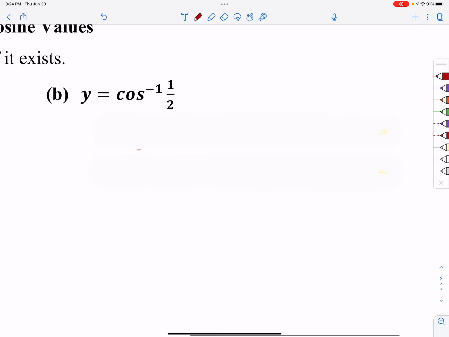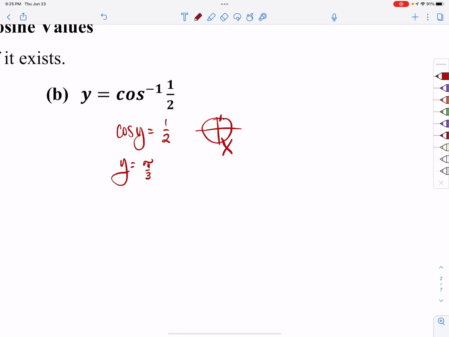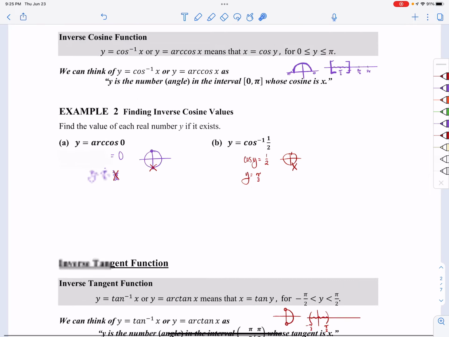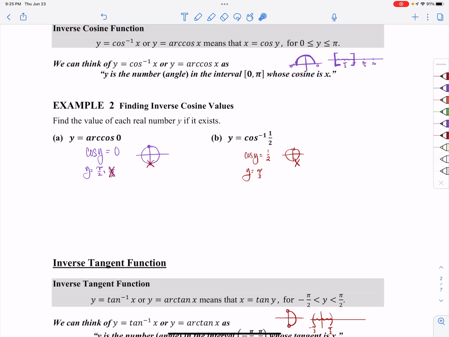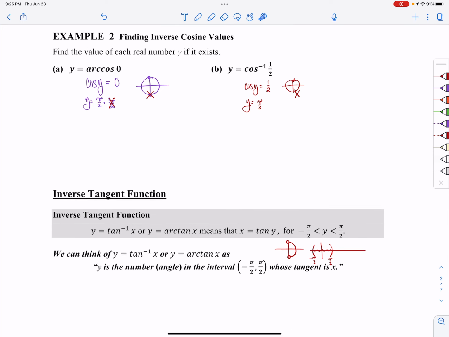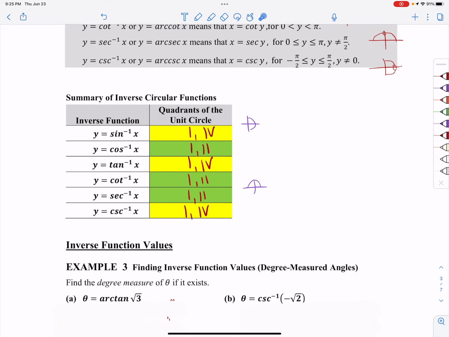All right, for part B, let's start by writing normally. And we want to look for all the places where cosine is equal to 1/2. That is going to occur at pi over 3 and 5 pi over 3. But we're going to throw out the 5 pi over 3 position because inverse cosine is only on the top half of the circle. So that is example number 2. All right, now let's head down. It's going to be a little ways here. Let's head down to example number 3.